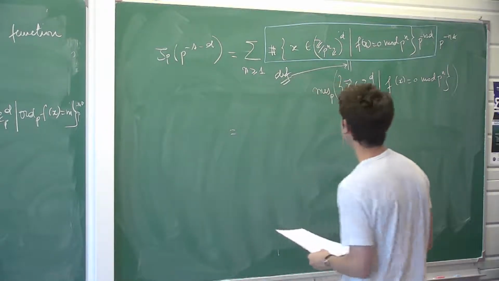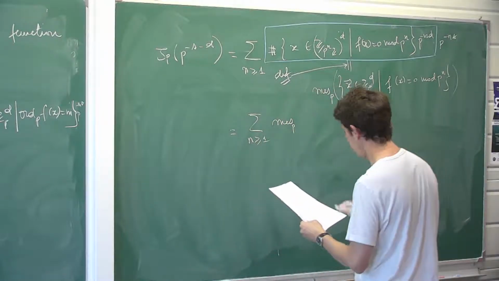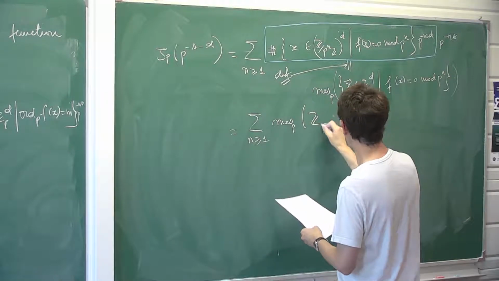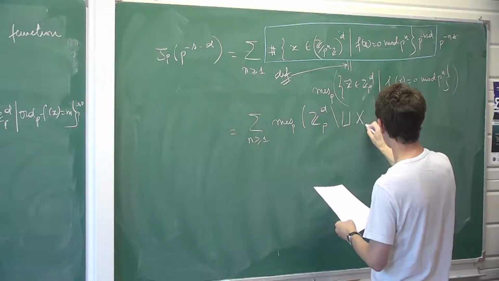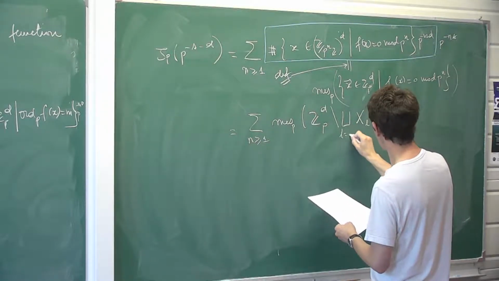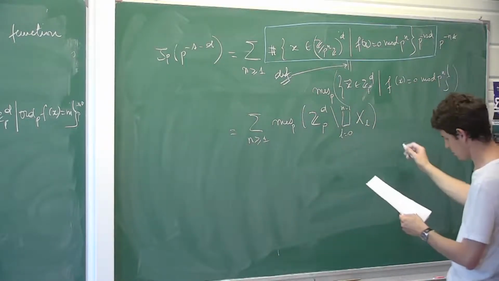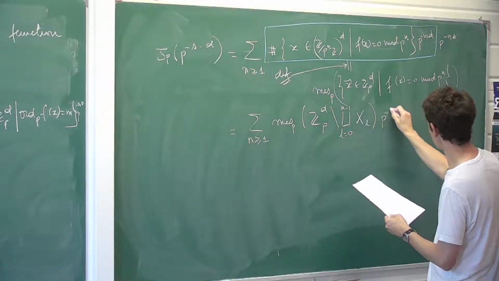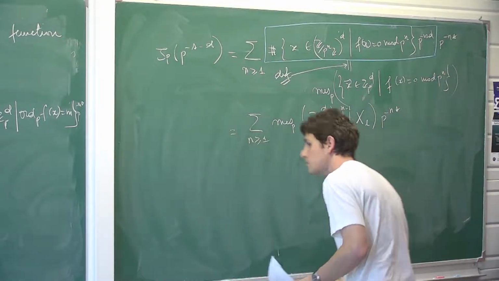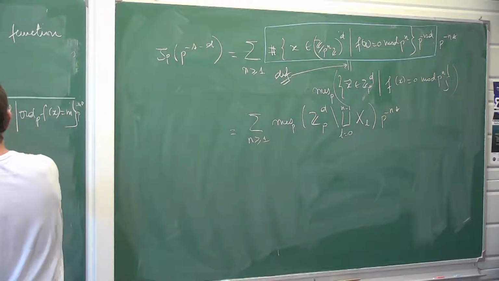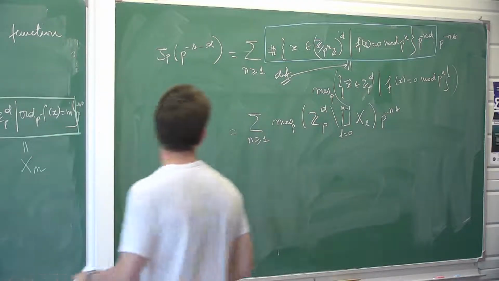So I can say that this is the sum for n larger than 1 of the p-adic measure of Z_p^d minus the disjoint union of X_l for l running from 0 to n minus 1, p^(-ns), where here I define this set as X_m.